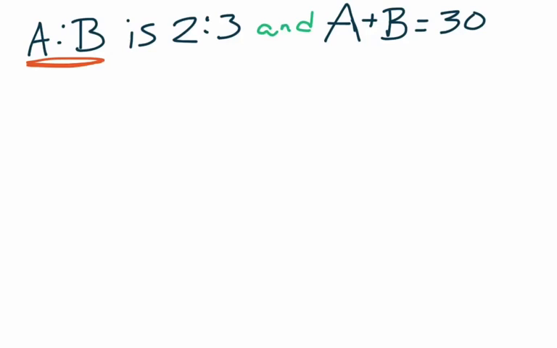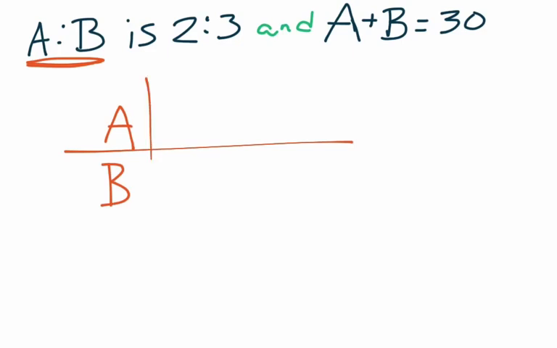I would probably start off, and we're comparing A and B. So let's make a row for A and B. My go-to is horizontal tables. If you want to do this vertically, you absolutely can. So we know that the ratio of A to B is 2 to 3.